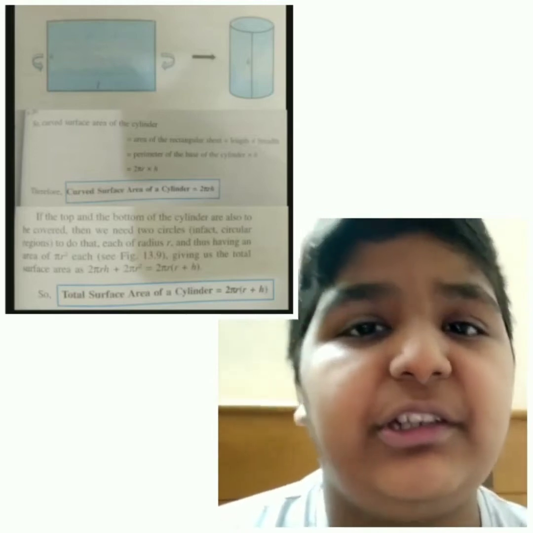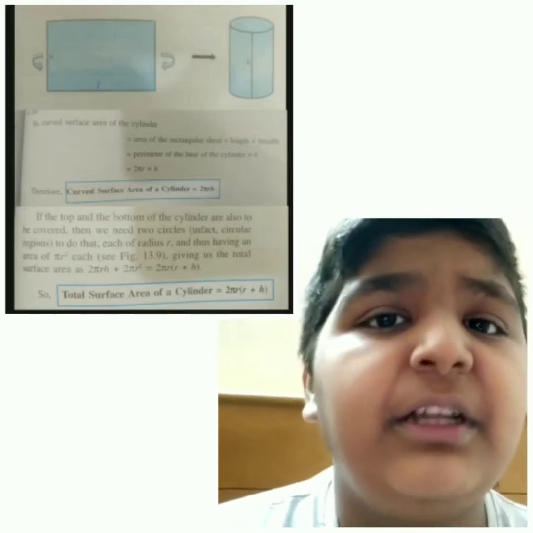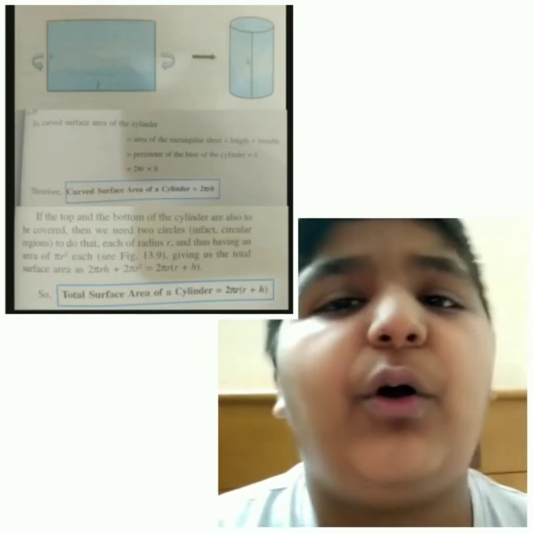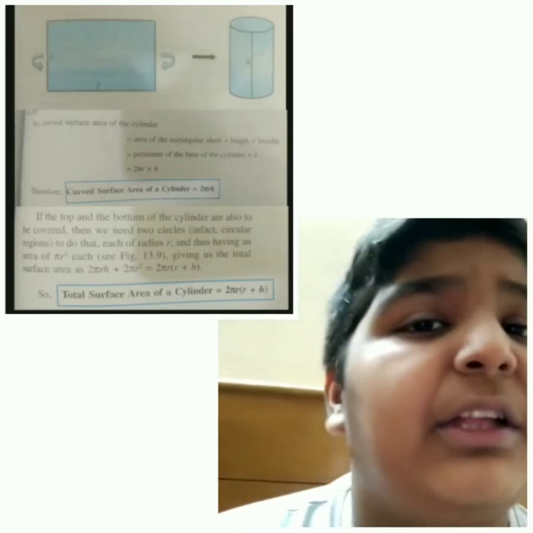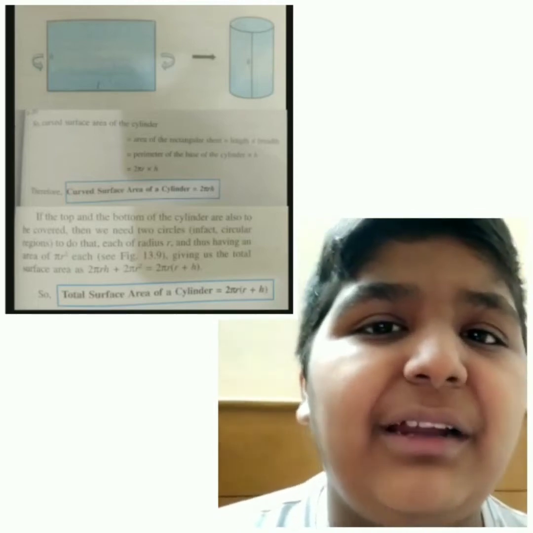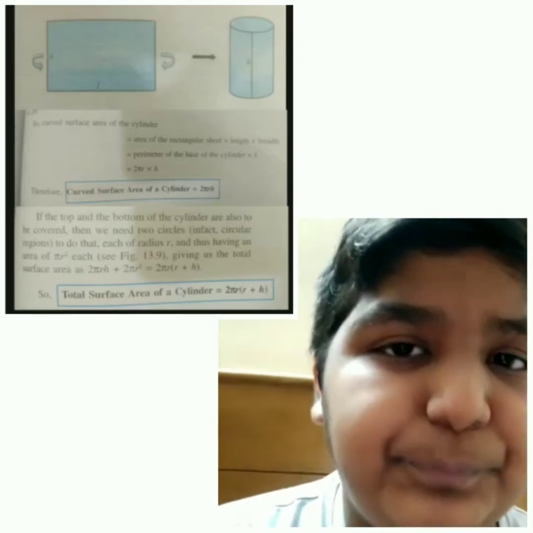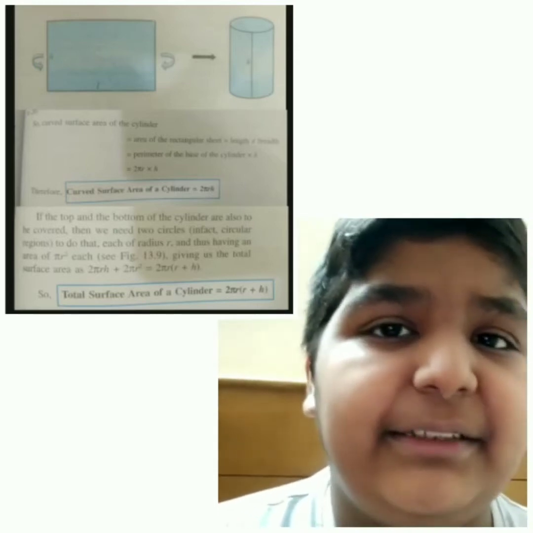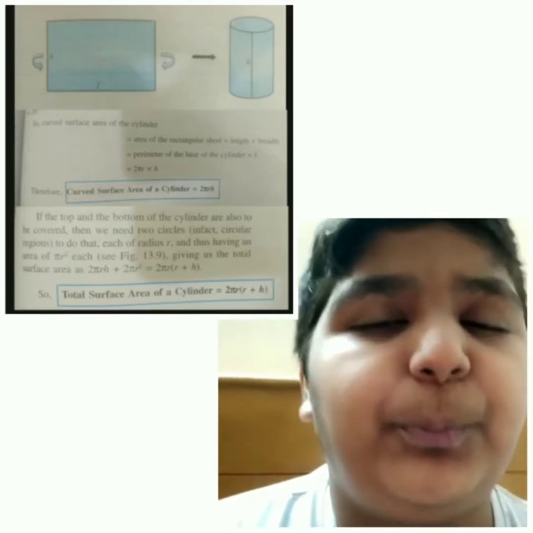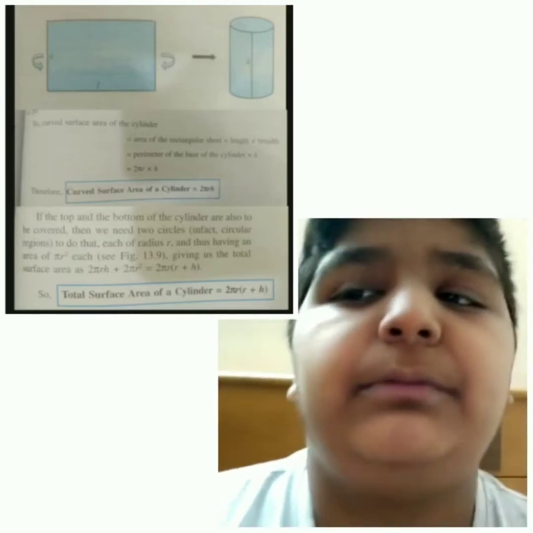Now coming upon the total surface area, or the TSA, of a cylinder, we have to include the two circles now, as we excluded them in the CSA, the curved surface area. So when we include them, the area of a circle is pi r square. There are two circles, which add up to 2 pi r square. Now when we add the CSA, that is the center portion, with the top and the base, that adds up to TSA, that is 2 pi r h plus 2 pi r square. That adds up to 2 pi r (r plus h).